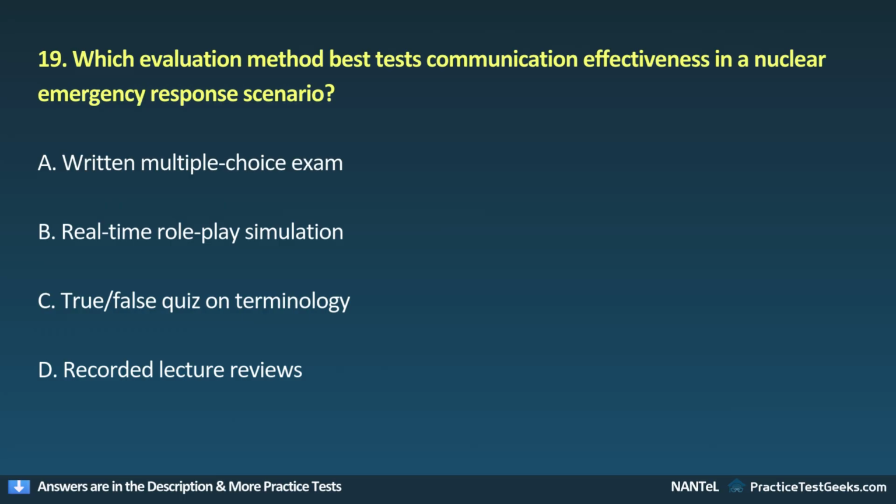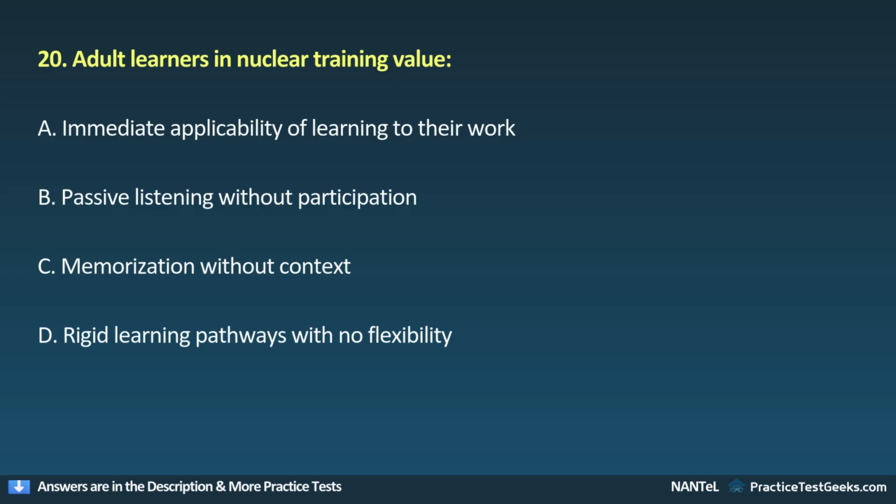19. Which evaluation method best tests communication effectiveness in a nuclear emergency response scenario? A. Written multiple choice exam. B. Real-time role-play simulation. C. True-false quiz on terminology. D. Recorded lecture reviews.